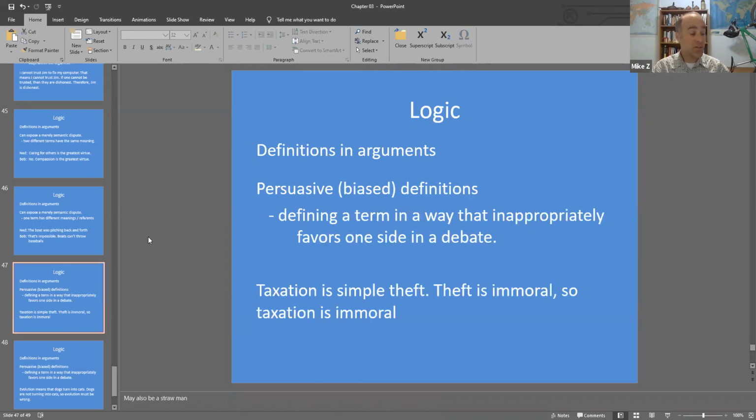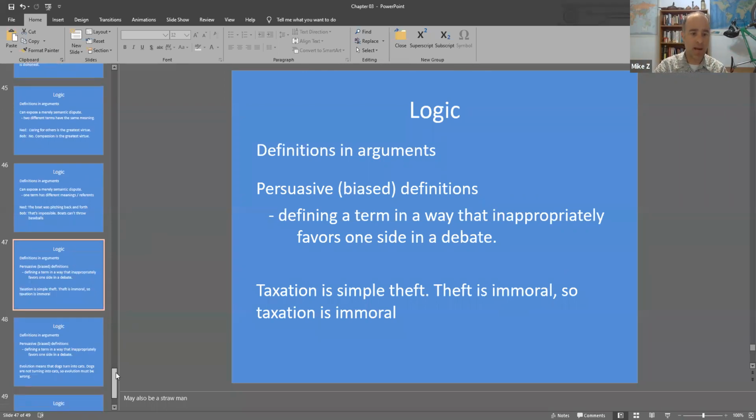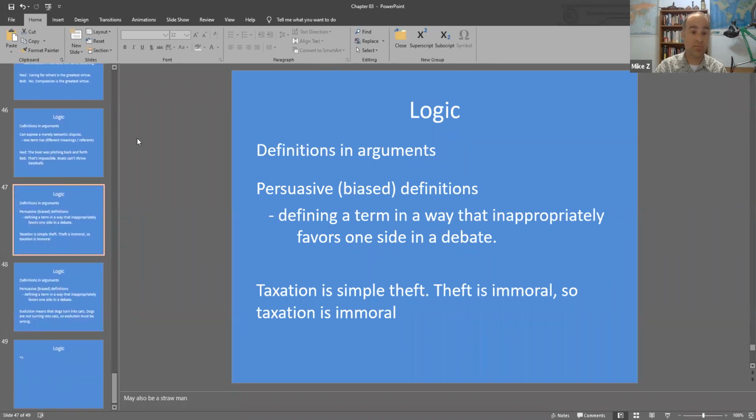Another problem with definitions that can show up in arguments is that the definition itself could be biased, right? It's biased in favor of a particular viewpoint, and it's not the best definition that we could come up with. It might even be violating one of the above problems, where it might be relying on vague language. Or it's technically correct, but it's useless, or something along those lines.